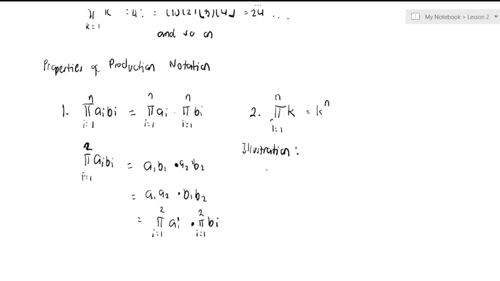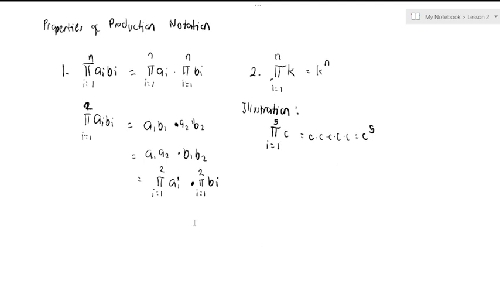we have, let's say, product of C, I equals 1 to 5. So, this is the same as C raised to 5. Okay? Bakit? Kasi this is C times C times C times C times C. Okay? Pakita ko na rin. This is C times C times C times C times C, and that is C raised to 5. Okay, next.